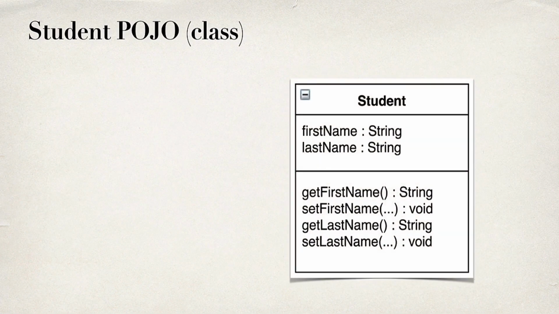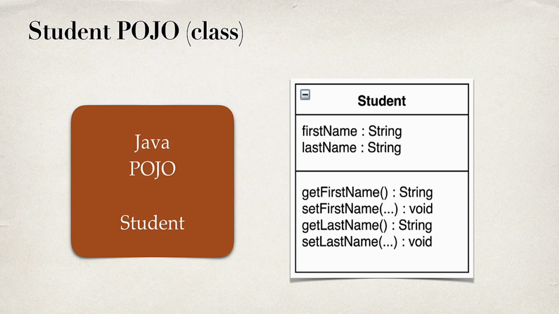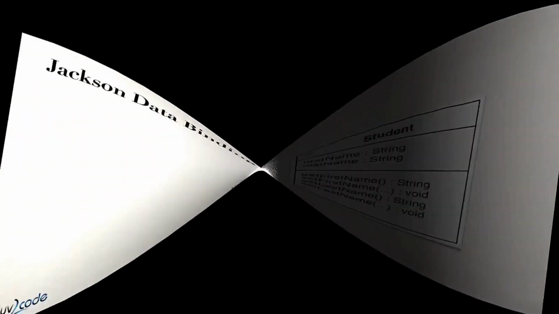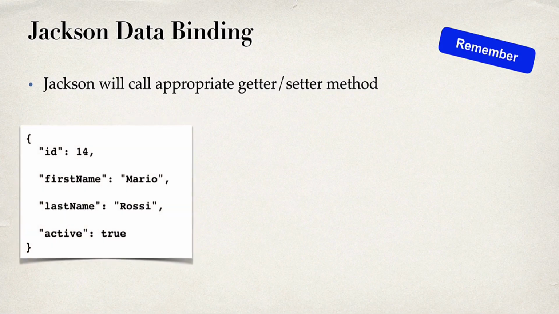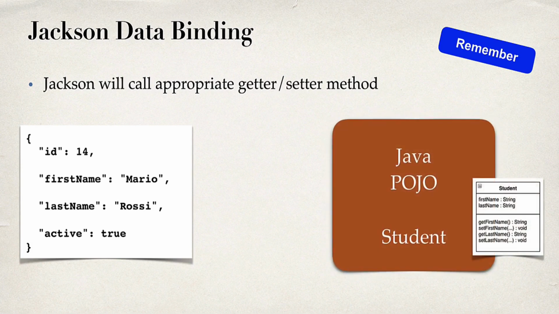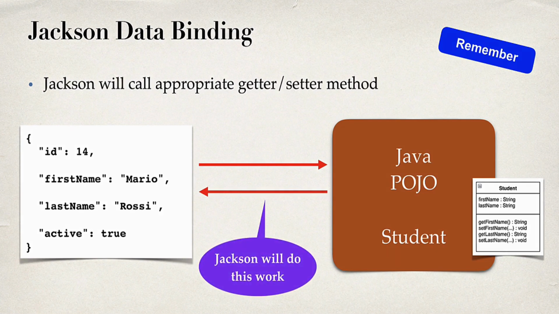Alrighty, so in this example, we're going to have this POJO or class called Student. We'll have some very basic fields, first name and last name, and the appropriate setters. We saw this example a little earlier in some of our earlier Jackson data binding examples. Also, remember that Jackson is going to call the appropriate getter and setter methods for the conversion. Here we're starting with some JSON on the left-hand side, and on the right-hand side we have our Java POJO. To read those in, Jackson will call the appropriate setter methods on the POJO. To send it the other way, going from Java POJO to JSON, it will call the getter methods. And remember, Jackson is going to do all of this work for us behind the scenes.